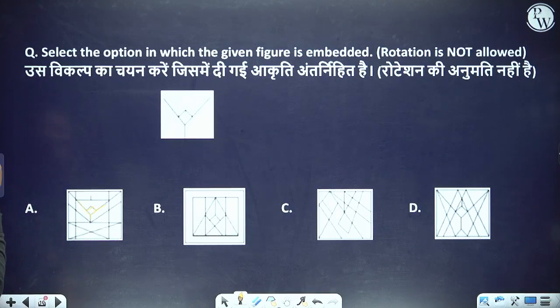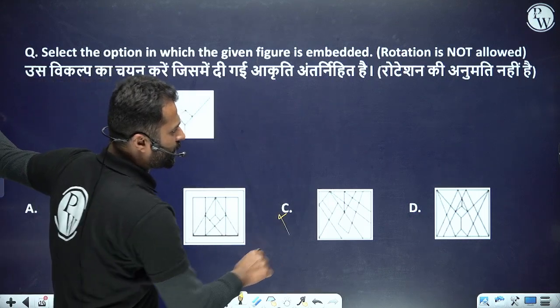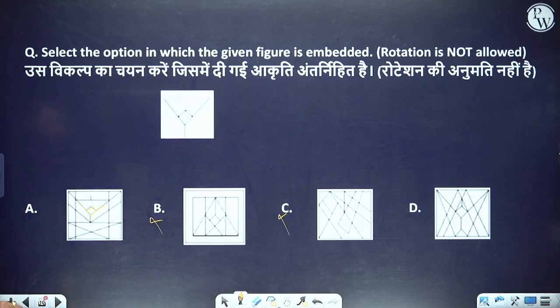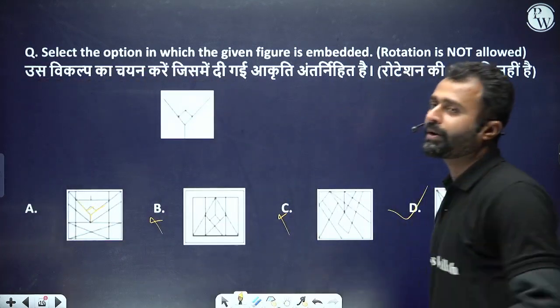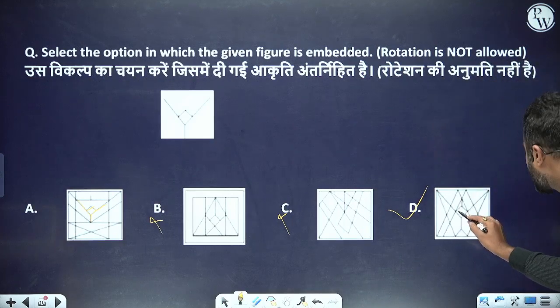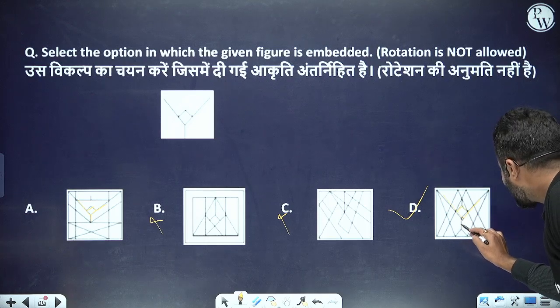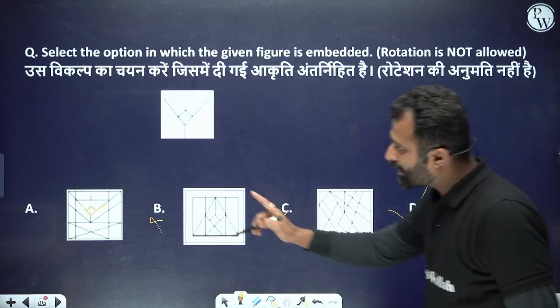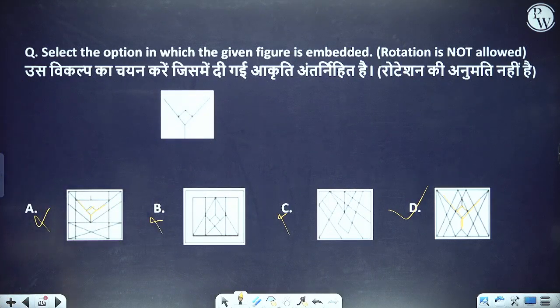We can go for A. B is absolutely not. C is absolutely not. And again, when I talk about D, D would be more accurate as compared to A. I know you are confused now. Look at the structure of D. Here you have a line and this line. Look at the length of this line and comparatively look at the length of line A. So we'll consider D as the right answer.